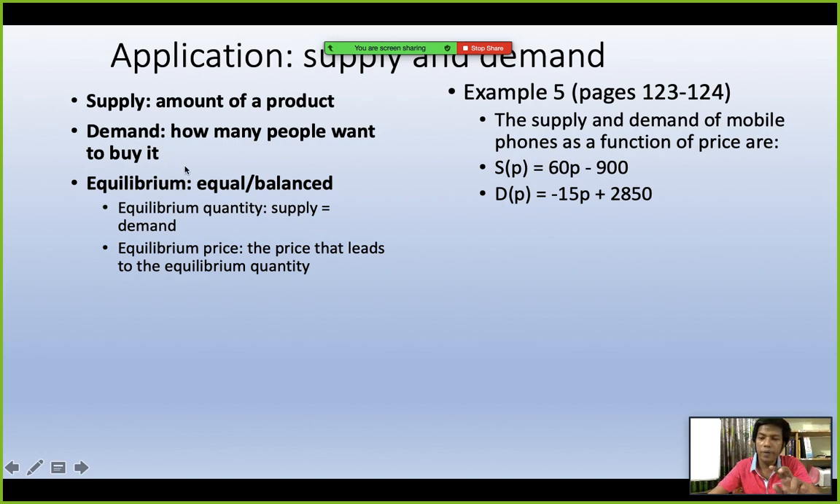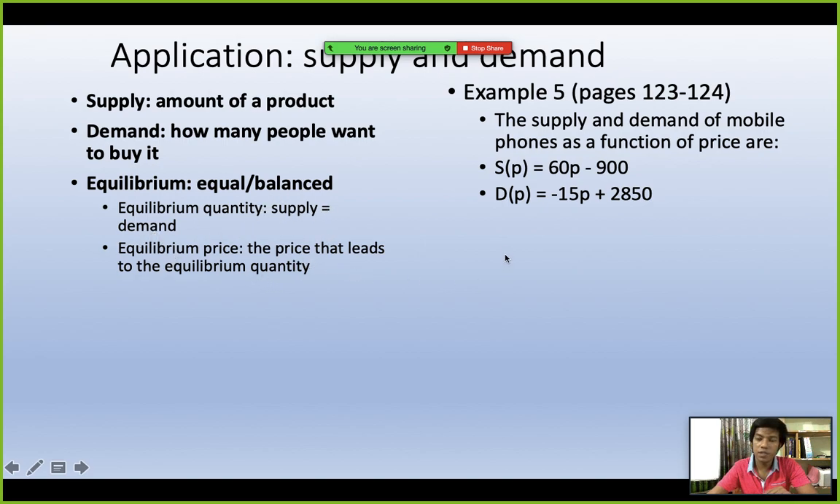Now equilibrium means when the supply and demand are the same. People go to the market, they get the clothes, they buy them, and there is no shortage and no excess. This is called equilibrium. Equilibrium means there is no shortage and no excess. So equilibrium means balanced. Supply equal to demand means it is equilibrium.